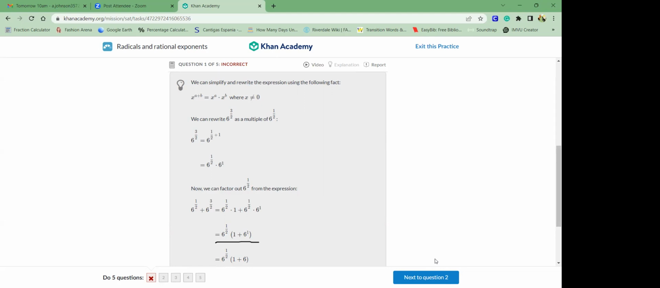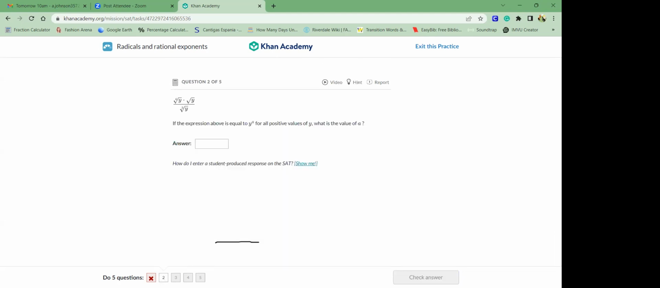All right, let's try another one. Is there another one like that? Okay, not really. If the expression above is equal to y to the a, so this is y to the a, for all positive values of y, what is the value of a?